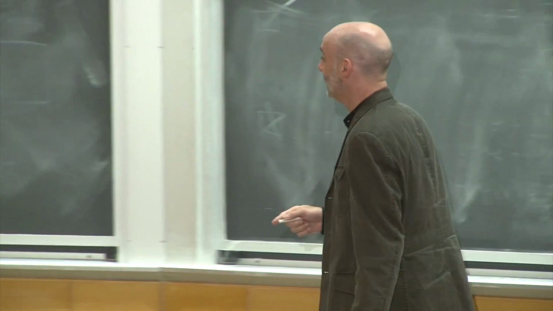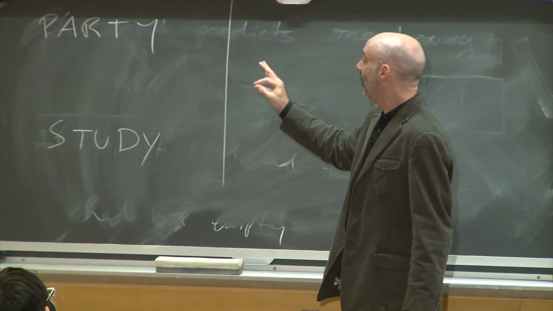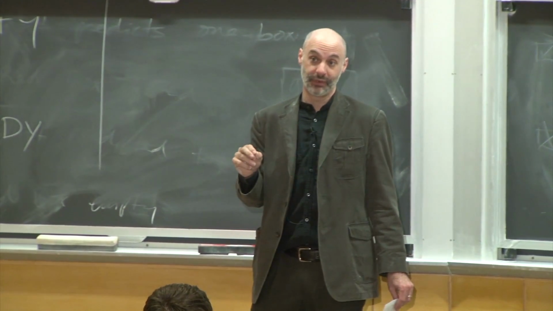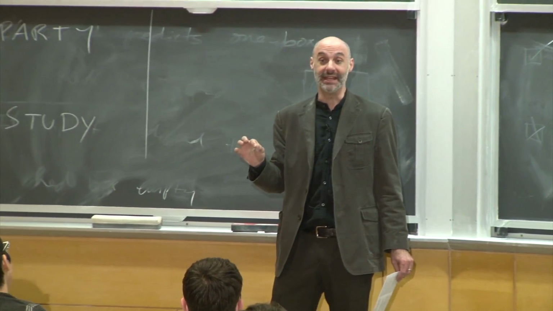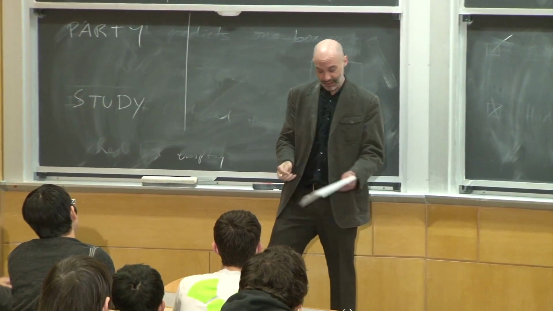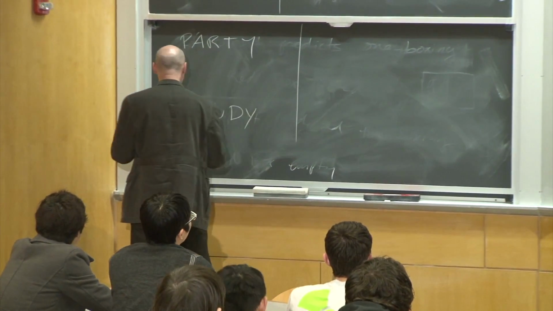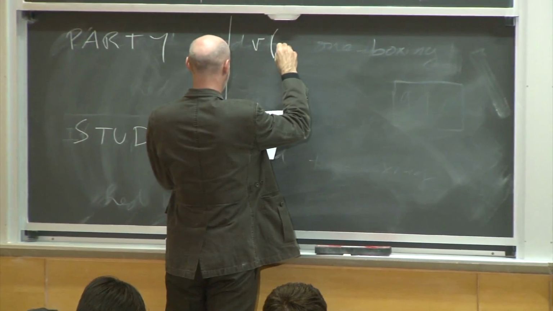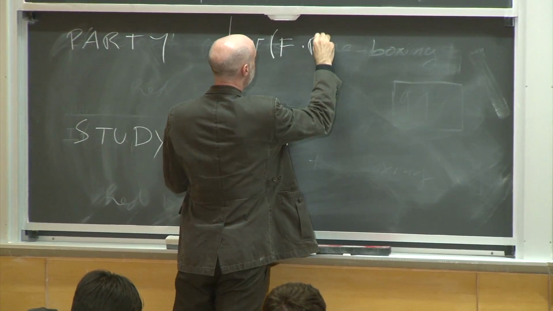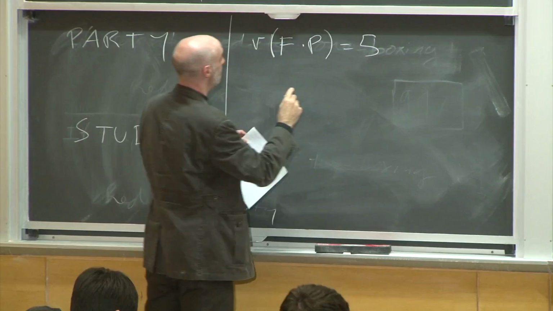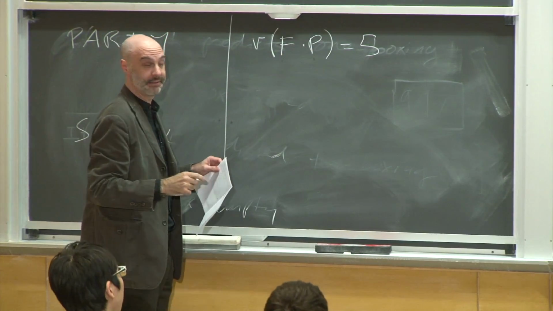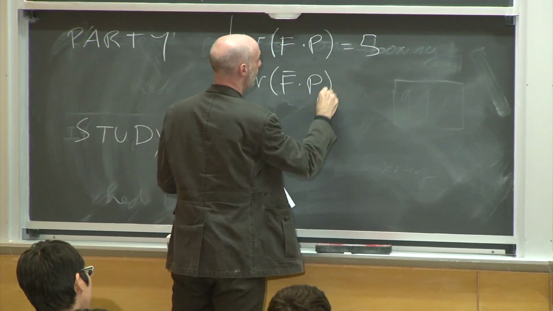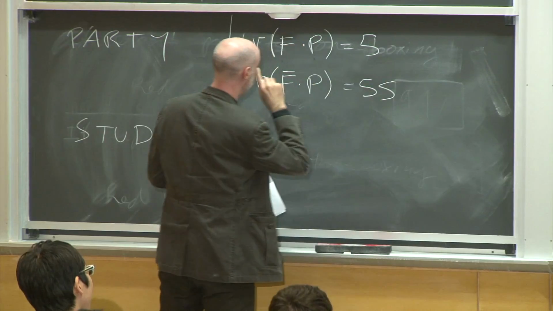So maybe I'm going to say that the difference between partying and studying is 5 points. But the difference between passing and not passing is 50 points. So let me write this down. So the value of failing the exam and partying is 5, because you get the benefit of partying, but not the benefits of passing. The value of not failing, i.e. passing and partying, is 55, because you get both benefits.